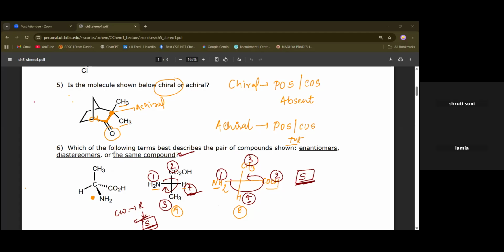Yeah, I was going to ask, what does it mean? I understand how to do absolute configuration, but what does it really tell us about chirality and the molecule itself? What is the practical use of R and S configuration? You want to ask me? Yeah.